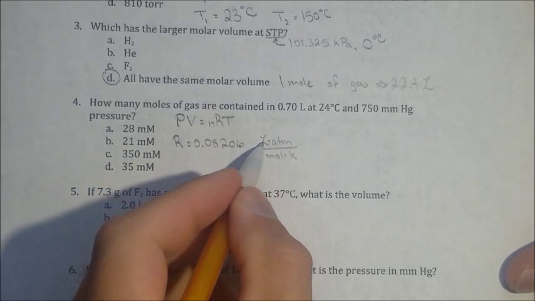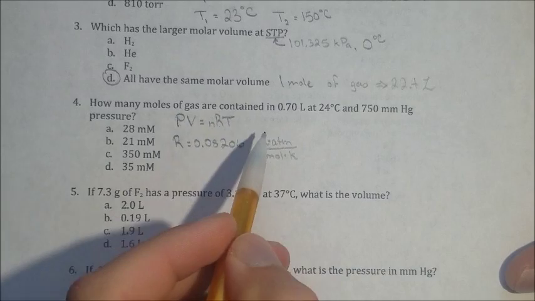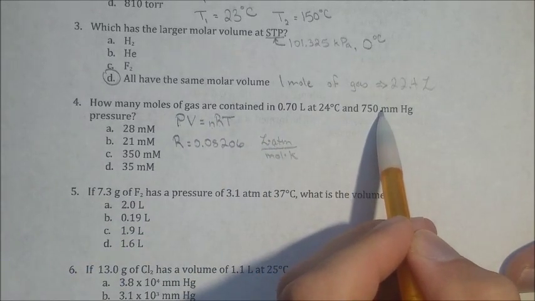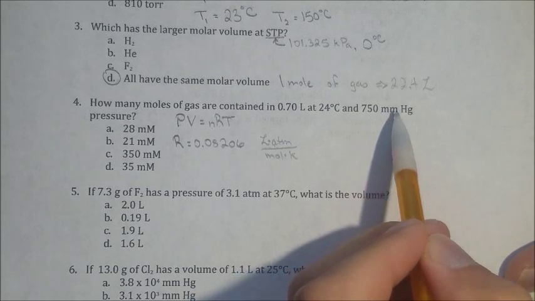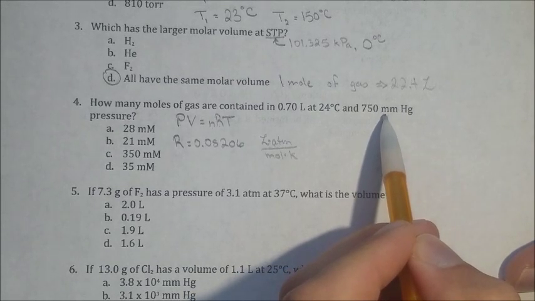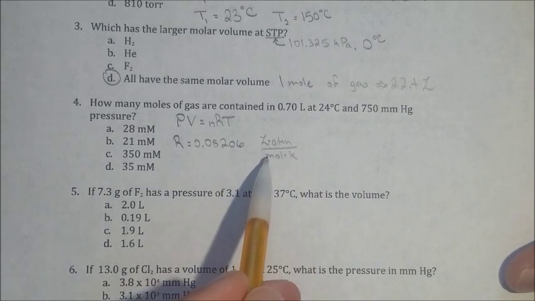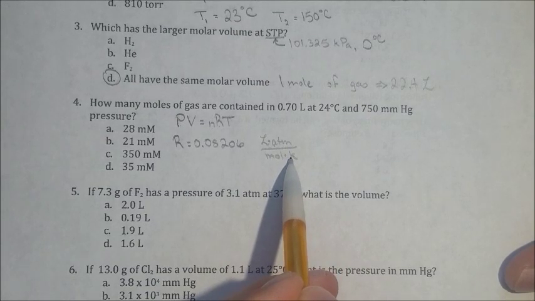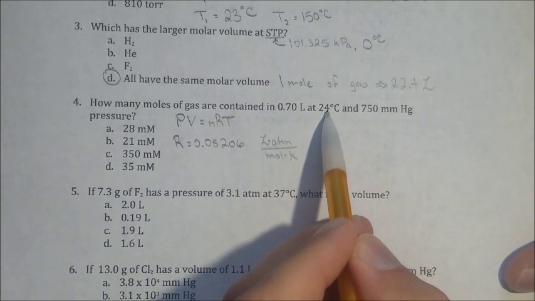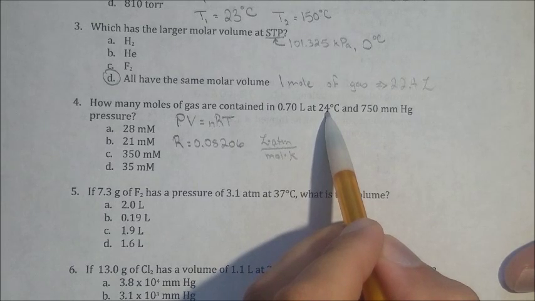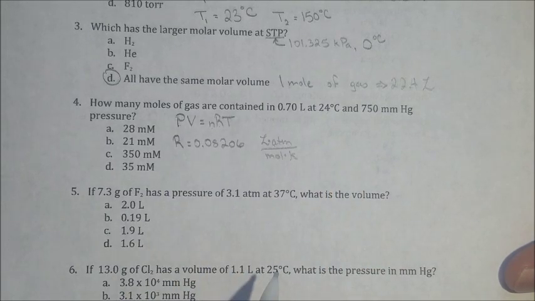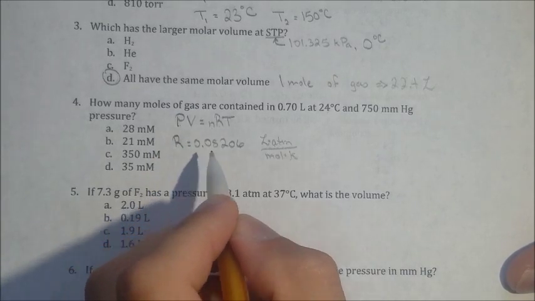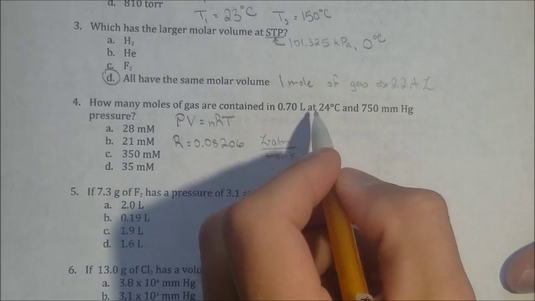Now let's see. We have liters, so we can use liters. We have atmospheres here in R, and we have millimeters of mercury in the problem. So we have to convert this into atmospheres, which is thankfully very easy. And we have moles, which is what we're trying to solve for. And we have Kelvin here in R, so we have to figure out how to convert 24 degrees Celsius into Kelvin before we can use this R. So let me go ahead and do that first.